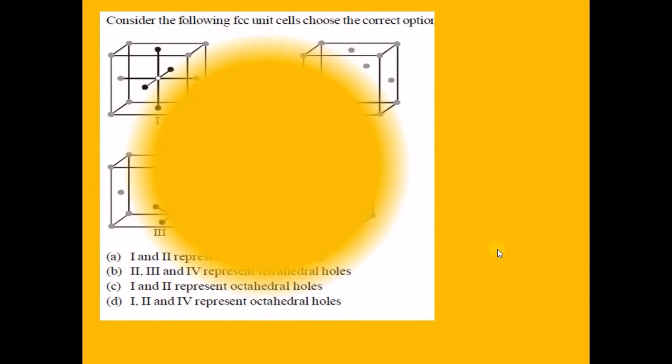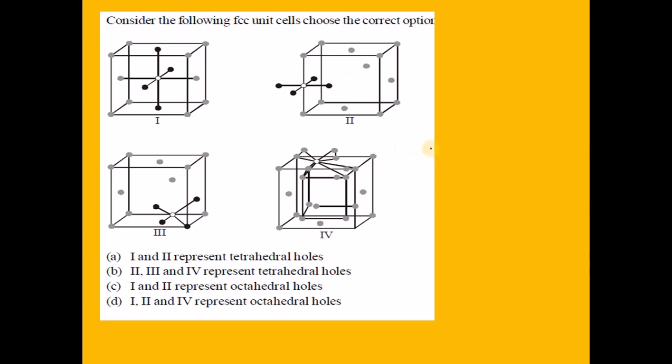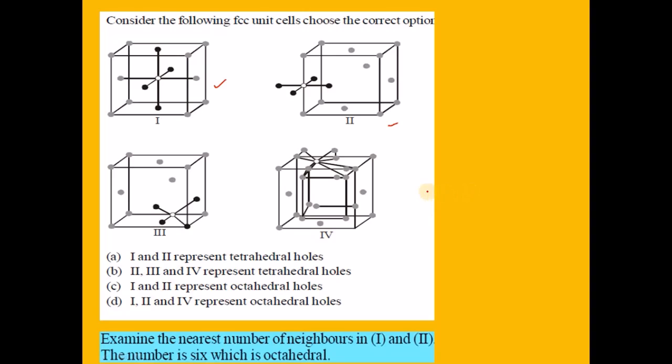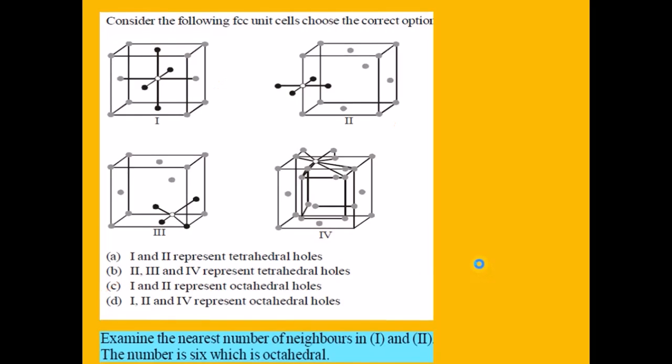Next question. Consider the following FCC unit cells. Choose the correct option. Here in these options we have one circle, with dots around it. If we consider the nearest neighbors, in the first case we have 6, and in the second case also 6. So 6 means octahedral. So our right option is option C.